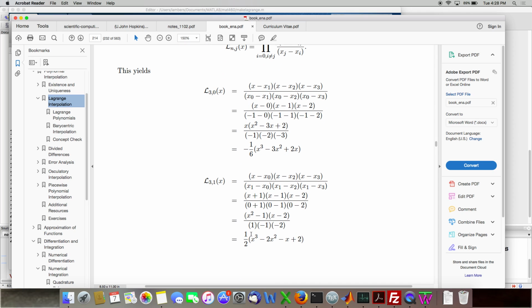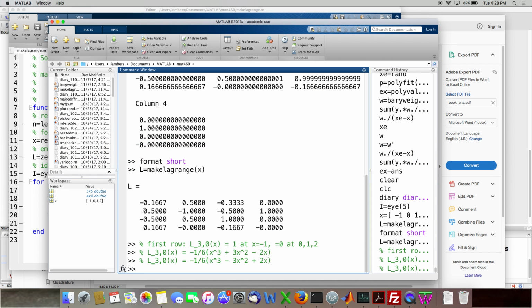And then we have the other Lagrange polynomials down here, like x cubed over 2 minus x squared minus x over 2 plus 1. And sure enough, we can see those coefficients in the second row, and so on. So in any situation where you need all of the Lagrange polynomials, which is convenient for forming numerical differentiation or integration rules, this function will give them to you.